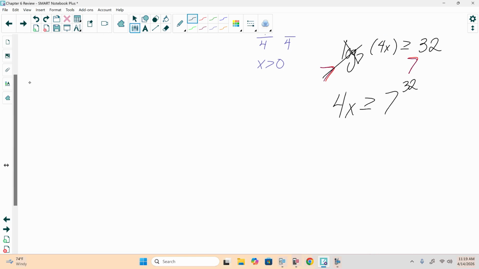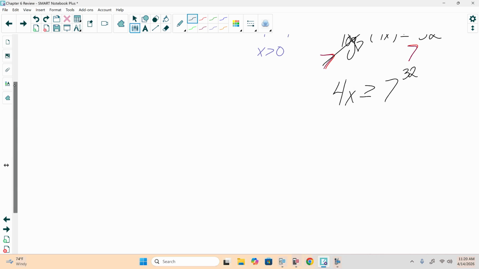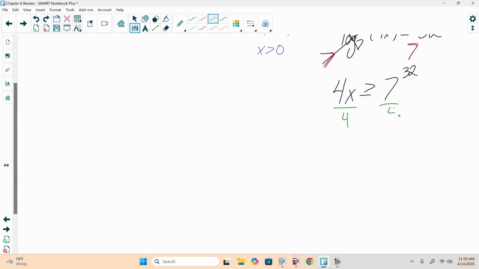Is 7 to the 32nd power a nice number? No, that number is going to be massive. It's not irrational. It is just a very, very large number. So in this case here, we're going to leave it as 7 to the 32nd power. Now we do need to finish solving for x. So the last thing we can do is divide both sides by 4. Telling me x is greater than or equal to 7 to the 32nd all over 4.